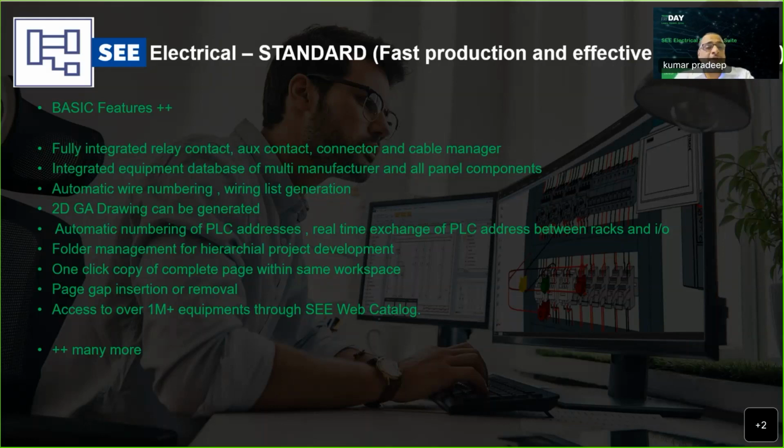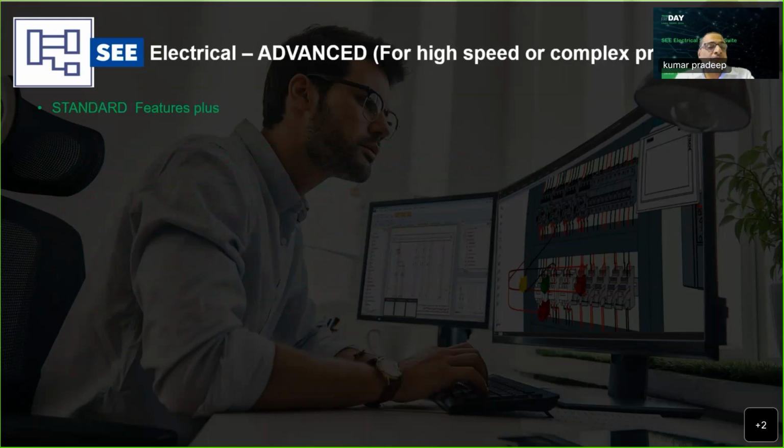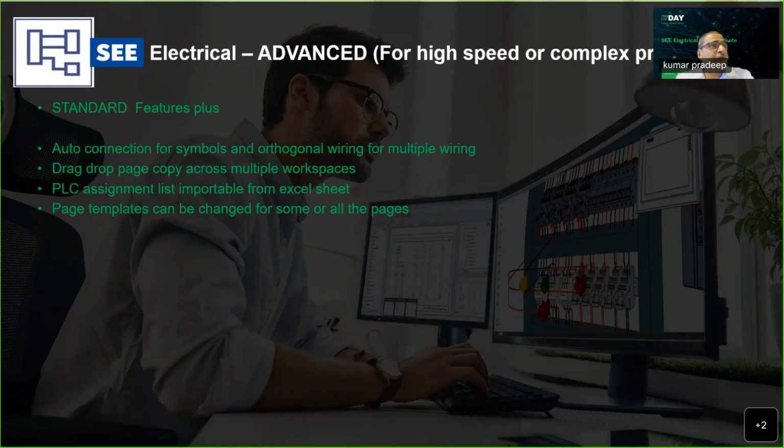But we don't stop at that. We have the next version called the C Electrical Advanced. Now, this is for real high speed and complex type of projects. It has all the features of basic and standard, including the access to the web catalog. But in addition, it has some more things which can help you expedite your engineering process, like auto connection of symbols. If you use the auto connection, you put a product, it will connect to your lines immediately.